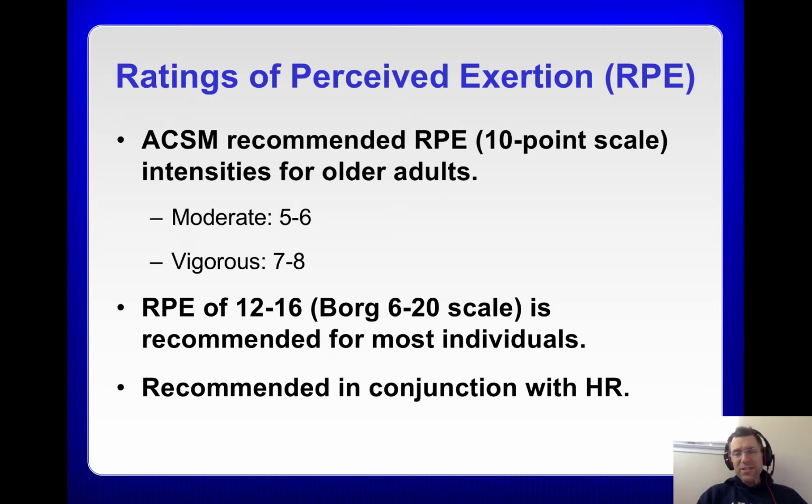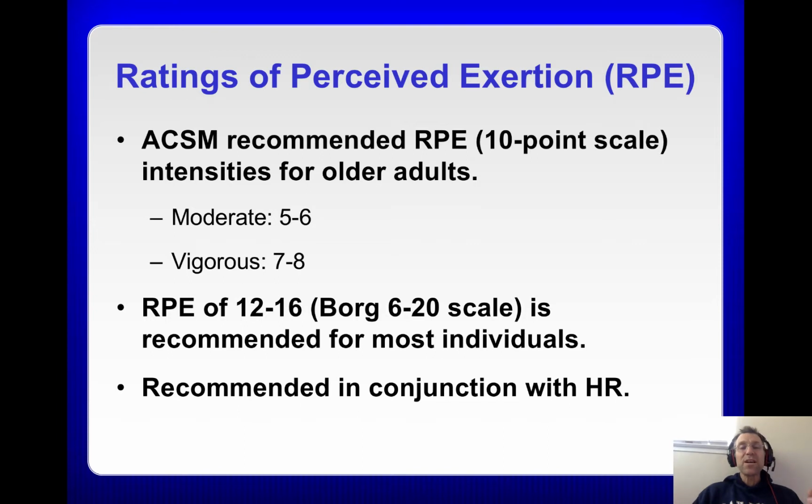Using the 6 to 20 scale, I actually like the 6 to 20 scale personally. If we're using that, an RPE of 12 to 16 is recommended for most individuals. That's typically for moderate intensity. That does touch on the threshold of high intensity or vigorous exercise.